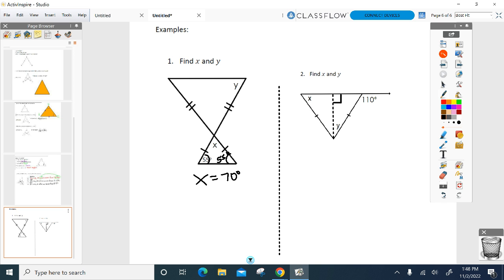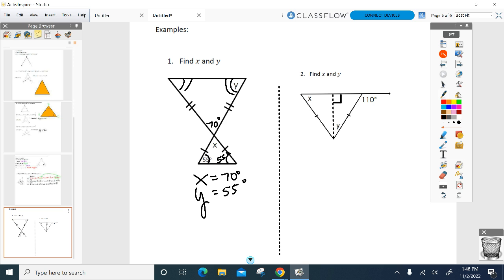All right, now I use that 70 because it's vertical with this angle here. Vertical angles are congruent. And then what do I know about the remaining 2 angles? They're congruent because they're also across from congruent sides. So I have 110 left over, right? Divide it up. Y equals 55. Yep. Any issues there? Maybe you got to them a different way, but hey, whatever gets the job done.